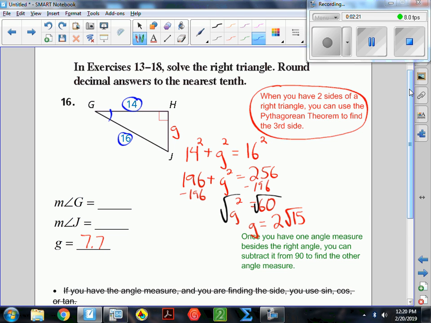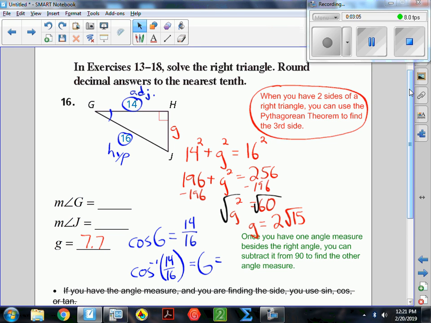From angle G's perspective, I have the hypotenuse, which is 16. I have the adjacent side, which is 14. And so I'm going to use adjacent and hypotenuse, which is the cosine. So cosine of angle G is going to be the adjacent over the hypotenuse, 14 over 16. So there is some angle G whose cosine is equal to whatever 14 divided by 16 is. 14 divided by 16 is about 0.9. So I'm looking for the angle that makes that happen. So I take the inverse cosine of 14/16, or 7/8, and I type that in for G.